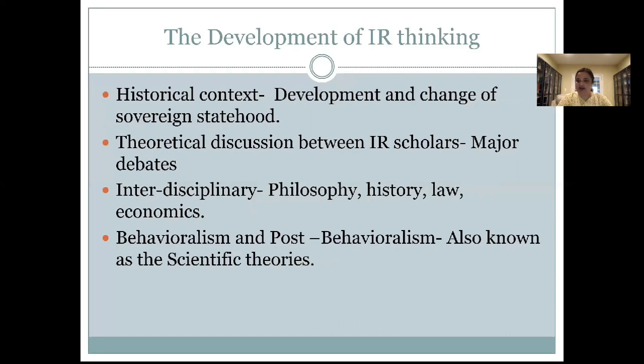Now, how did international relations theories develop basically? The historical context, meaning history, is a major source for international relations. There's always a proverb: if you don't learn from history, you're condemned to repeat it. And that happens most of the time. Here, in the historical context, we are looking at the development and change of sovereign statehood. How did the modern state, the nation-state that we have today, come into being? And how have thinkers added certain ideas to it?